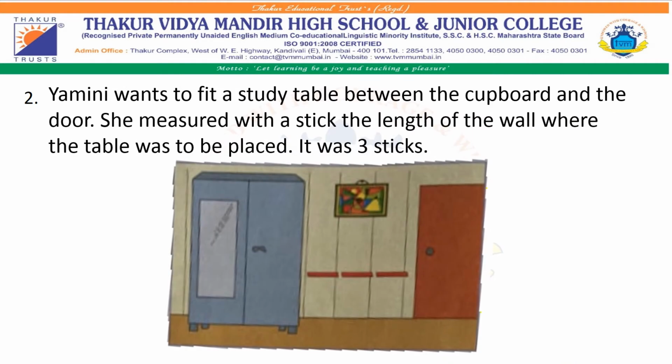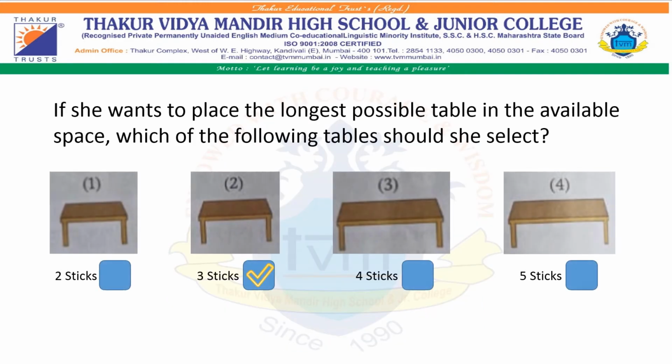Yamini wants to fit a study table between the cupboard and the door. She measured with a stick the length of the wall where the table was to be placed. It was 3 sticks. If she wants to place the longest possible table in the available space, which of the following tables should she select? Students, Yamini wants to fit a study table between the cupboard and the door.